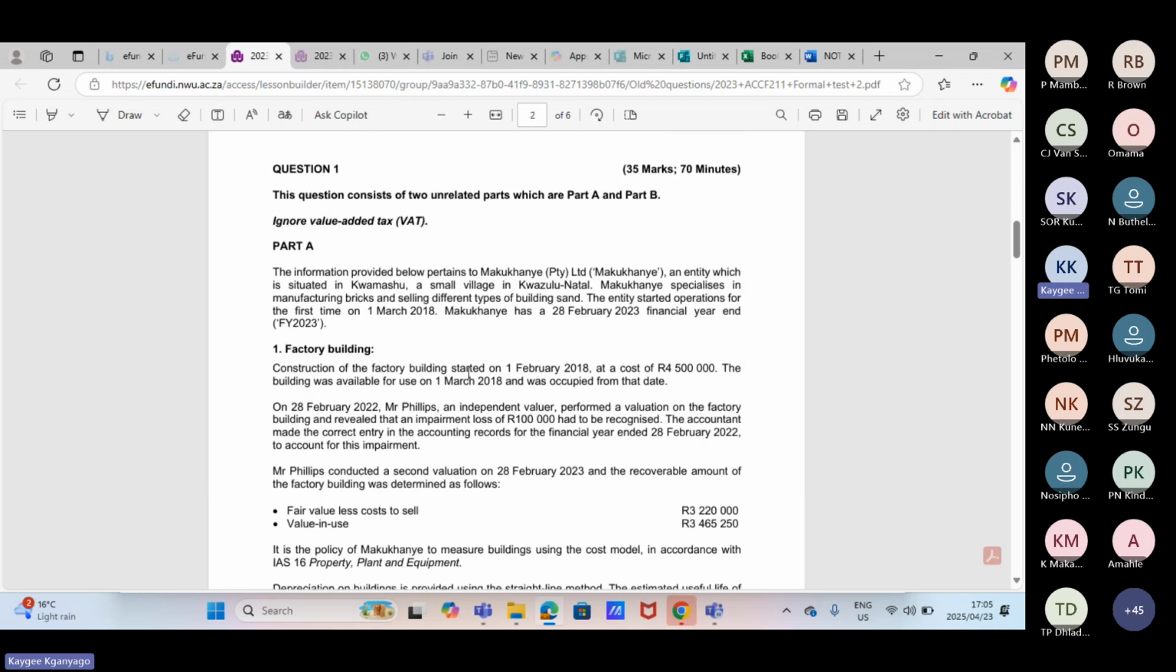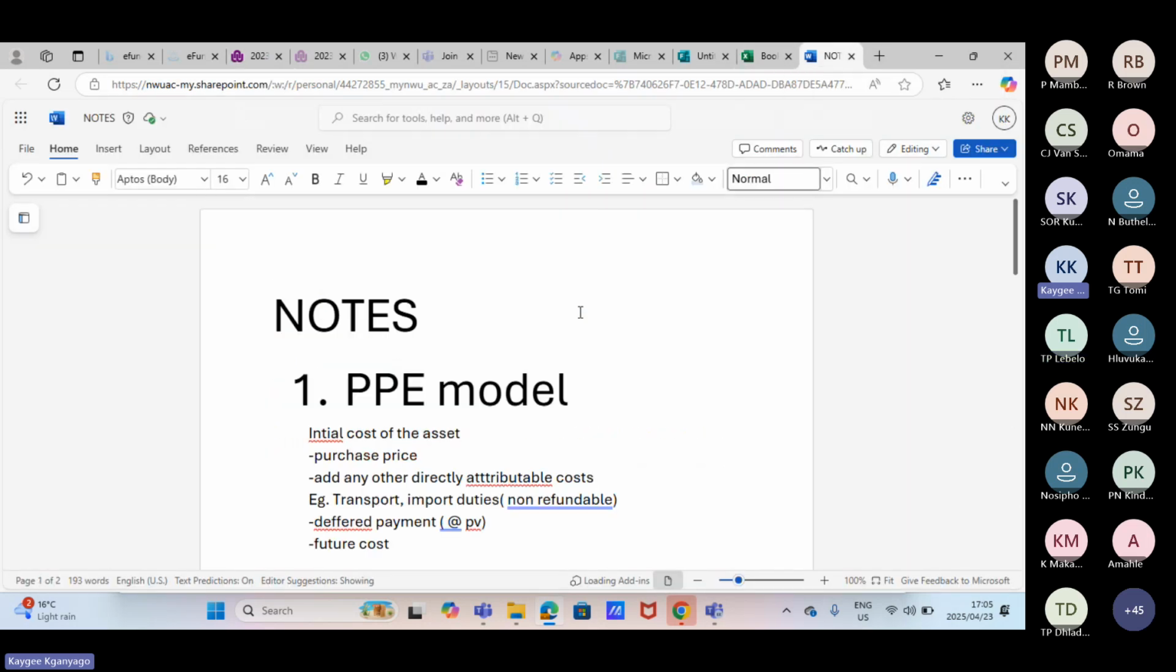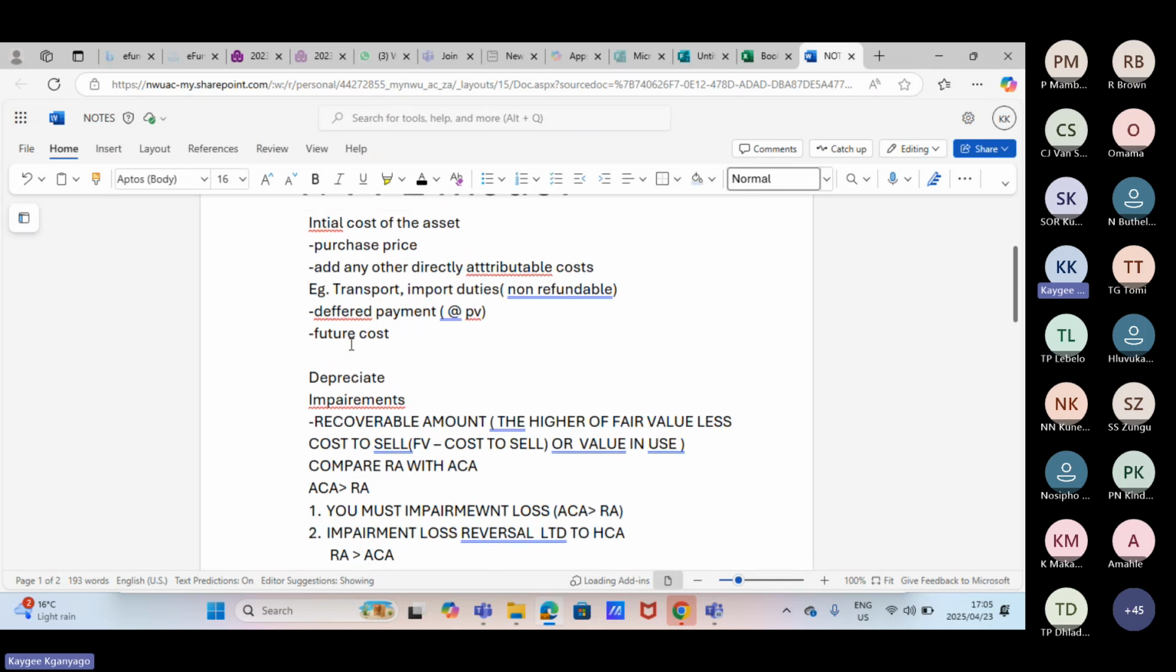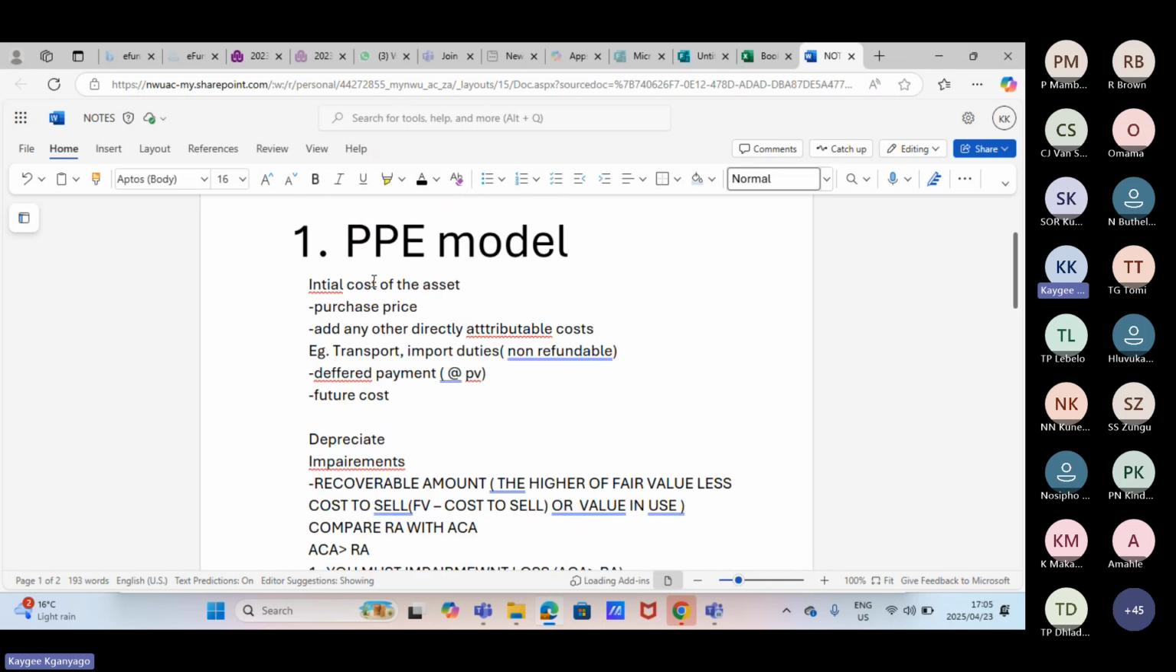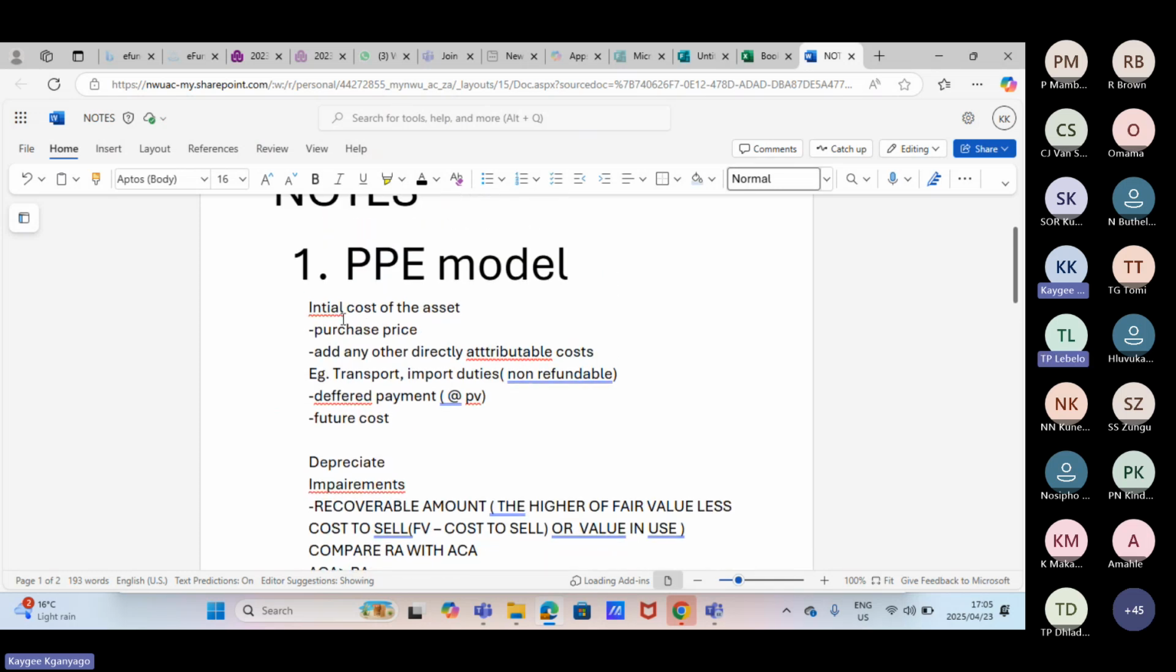Can you please explain major inspection? How to treat transactions that are related to major inspection. Oh, inspection. On the initial cost here, we can also include the inspection cost. Do you agree? Yes, I forgot that, the inspection.